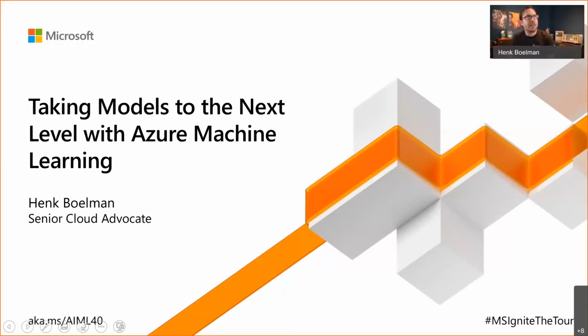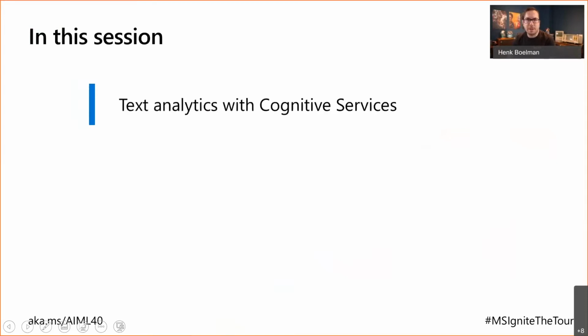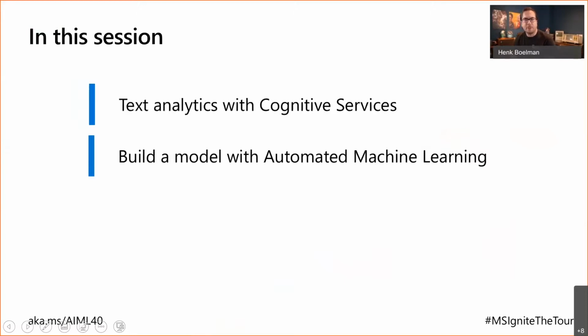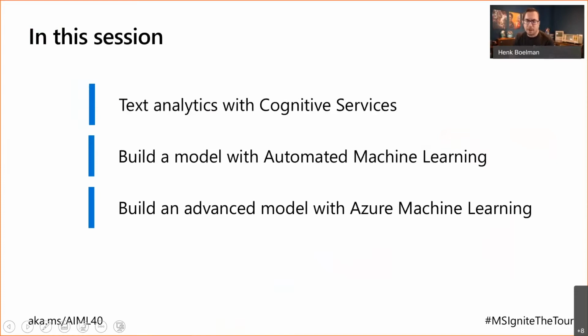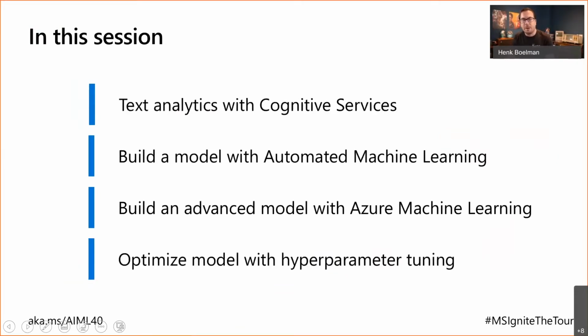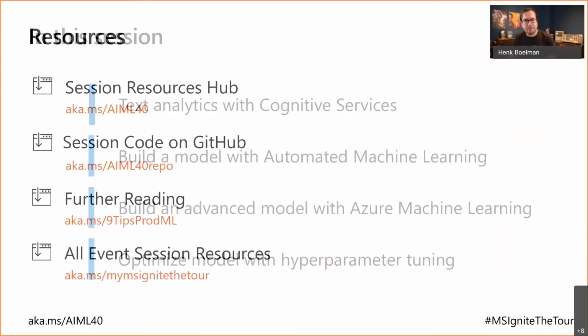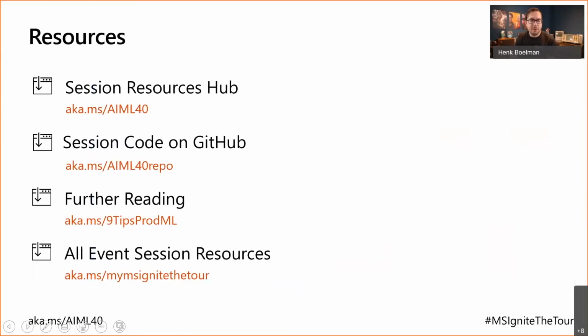So let's get started. In this session, we are going to have a look at how we can do text analytics with Microsoft Cognitive Services. We are going to build a model with automated machine learning, build an advanced model with Azure Machine Learning, and we are going to optimize that model later with hyperparameter tuning. All this code is available in this presentation. I will share the resources a little bit later, and this presentation is also available afterwards.